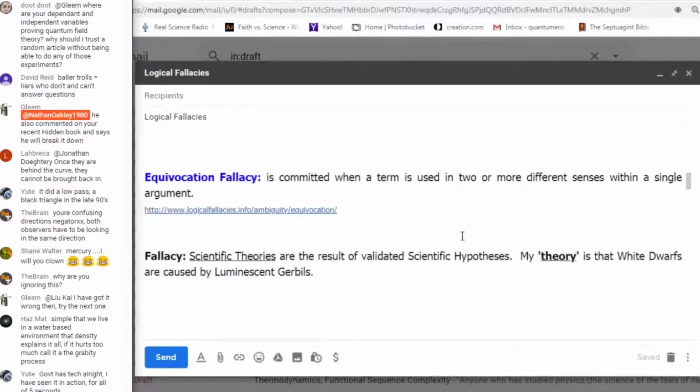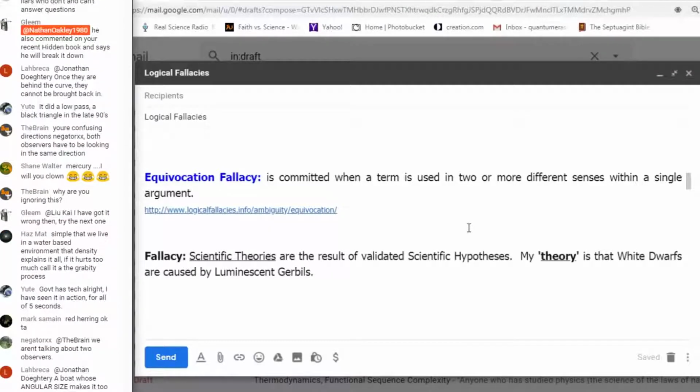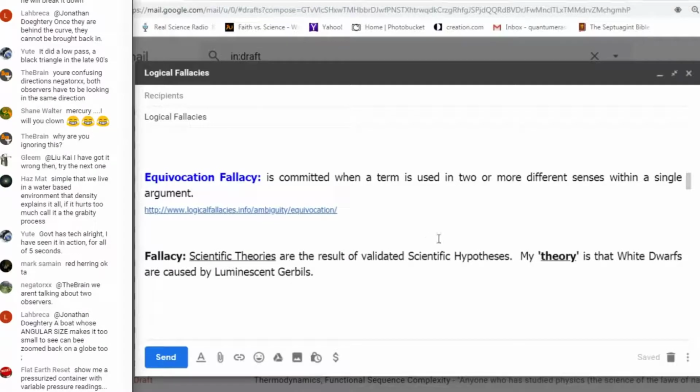Cool. Yeah, let's move on. This is another coy one, the equivocation fallacy. This is committed when a term is used in two or more different senses within a single argument. And the easy one is that everyone does this. I mean, this is prevalent. You'll see it quite quickly.